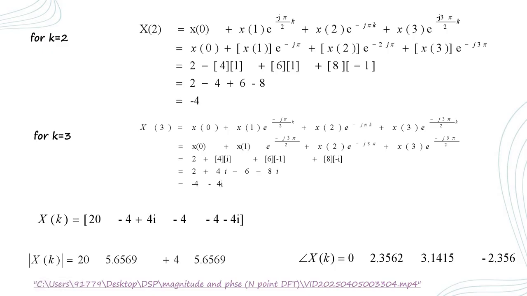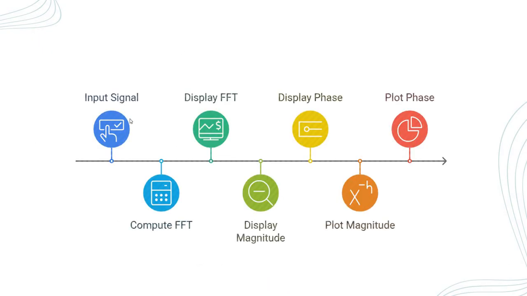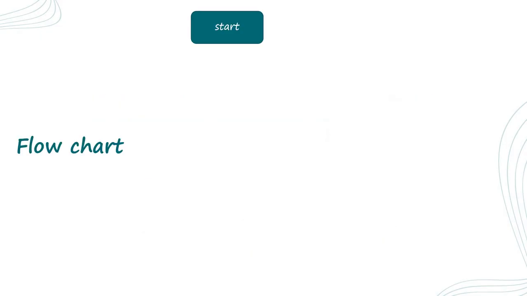So you have seen here how to convert the rectangular form into polar form in order to get the magnitude and the angle. Now we will see the program. Here we will give the input signal, then compute the DFT, then display the DFT. After that we will find out the magnitude and display it. We'll find out the phase, display it, and plot the magnitude and the phase. So this is a simple flowchart for the program.